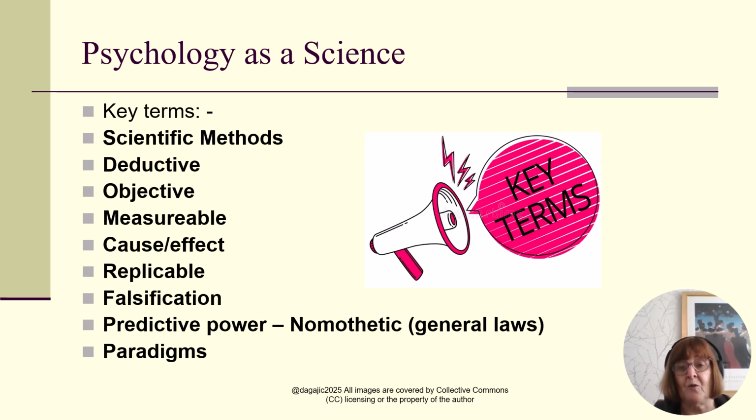It also needs to be falsifiable. Can we falsify someone's theory? Because no theory in science is ever final. It's only a theory until we find evidence that suggests a new theory. Science should have a predictive power. We should be able to predict what will happen in the future, how people might behave in similar situations. So therefore, psychology that is scientific should be nomothetic. It should be able to predict general laws. And finally, we have the concept of paradigms and paradigm shifts, which we'll discuss a little bit later.